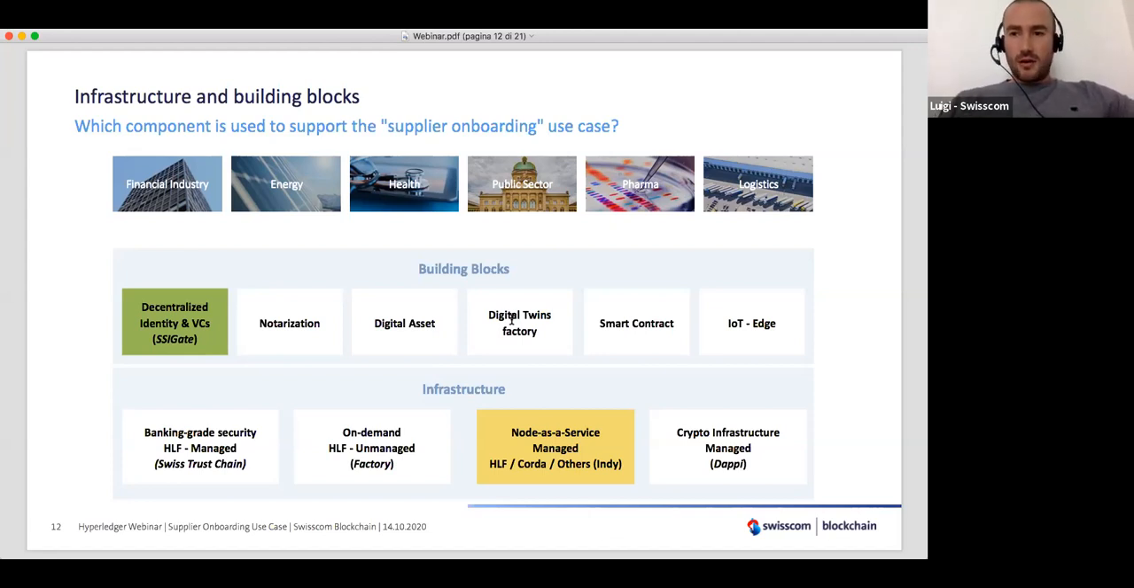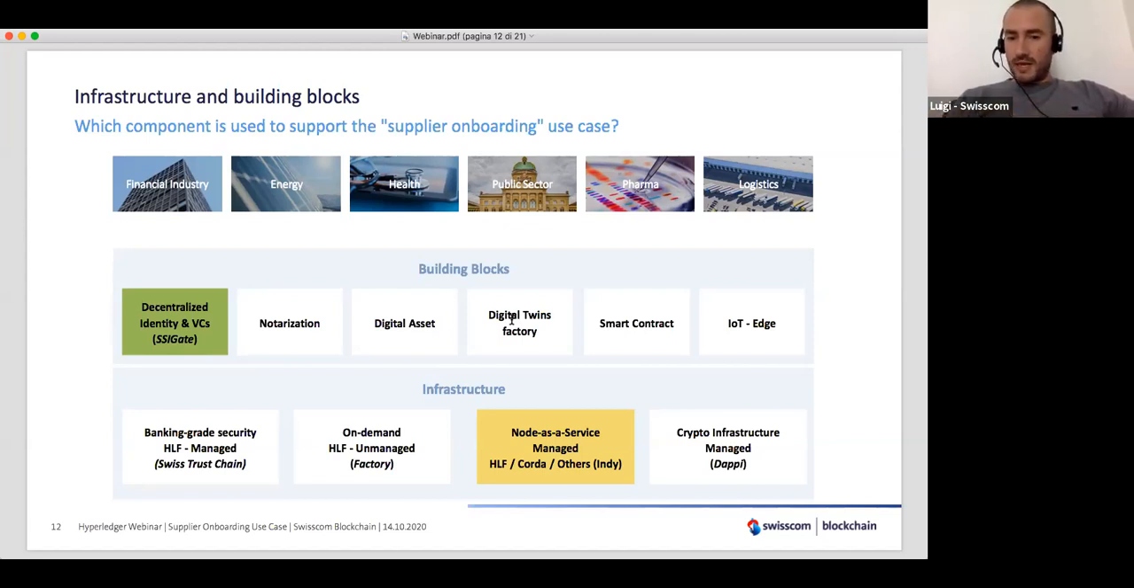And then the second layer of the Swisscom offer is mostly related to building blocks. So on top of this infrastructure service, we also provide typical blockchain capabilities that can be easily consumed through REST API, such as notarization and digital assets. But of course, we also provide SSI capability. And that's why you see the block of decentralized identity and verifiable credential is green, because this is the component that we have been using to provide a solution for this particular use case.